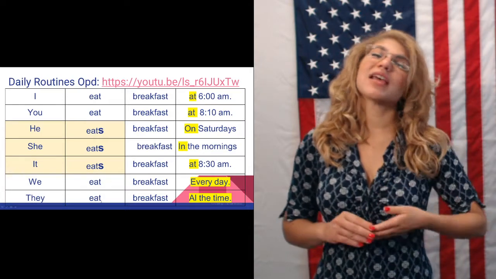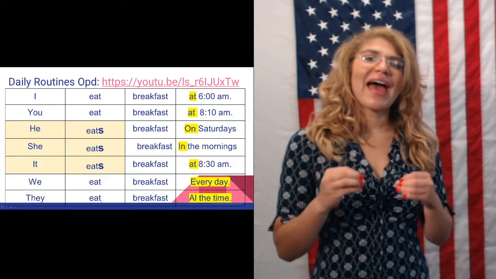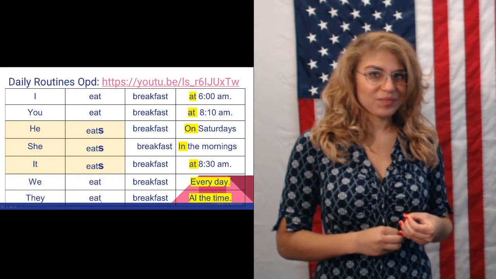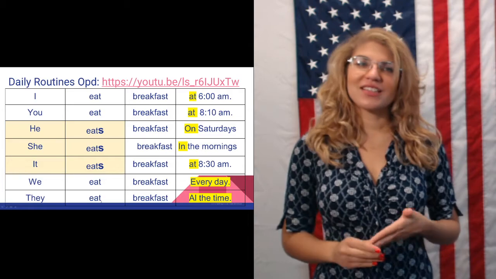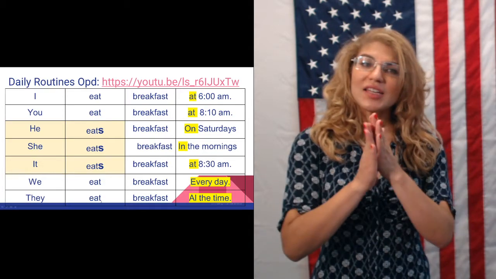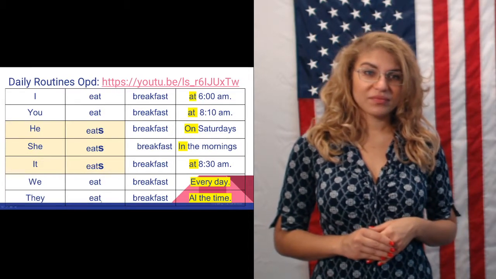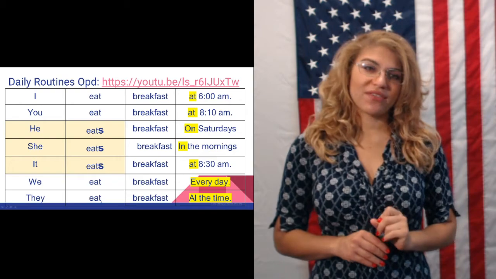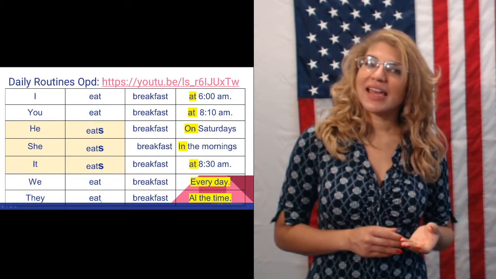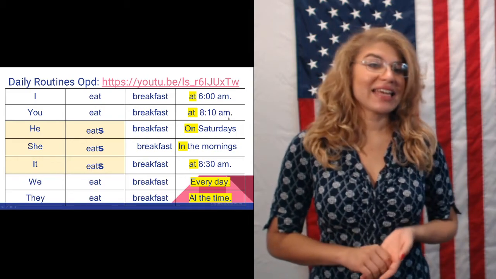So with the example we have here, I eat breakfast at 6 a.m. Our intention is that you eat breakfast every single day. I eat breakfast every day at 6 a.m. You eat breakfast at 8:10 a.m.